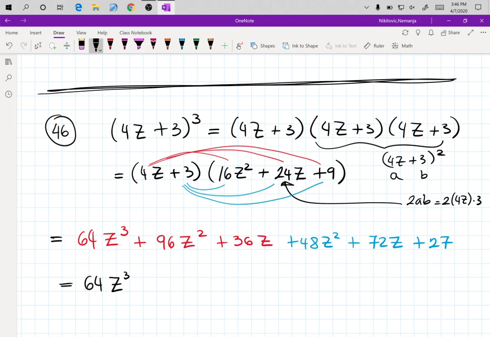64z cubed, plus, now I have 48z squared and 96z squared, that's 144z squared. Now I have this one and this one, so it's 108z plus 27. Ta-da! That's it.